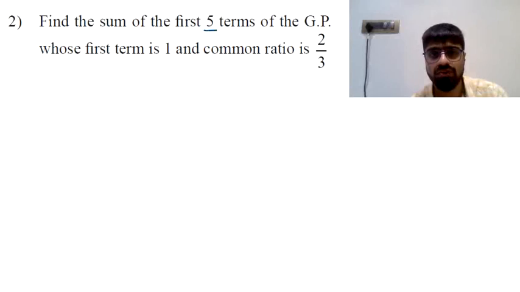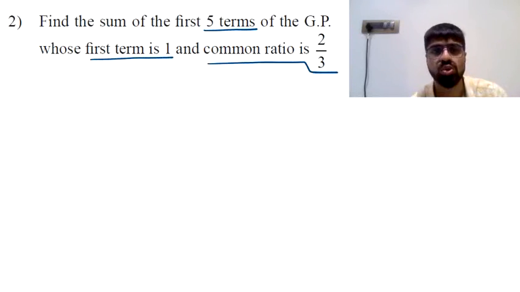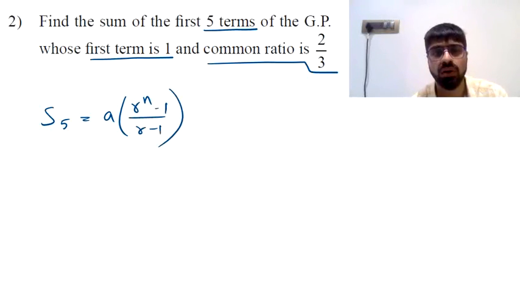The sum of first 5 terms of a GP, whose first term is 1 and the common ratio is 2 by 3. So we straight away have to apply the formula. Sum of the first 5 terms will be given by, the formula is a into r power n minus 1 upon r minus 1. So it's like sum of the first n terms is given by this formula for a GP. So sum of the first 5 terms will be the first term a, which is equal to 1, the common ratio 2 by 3.